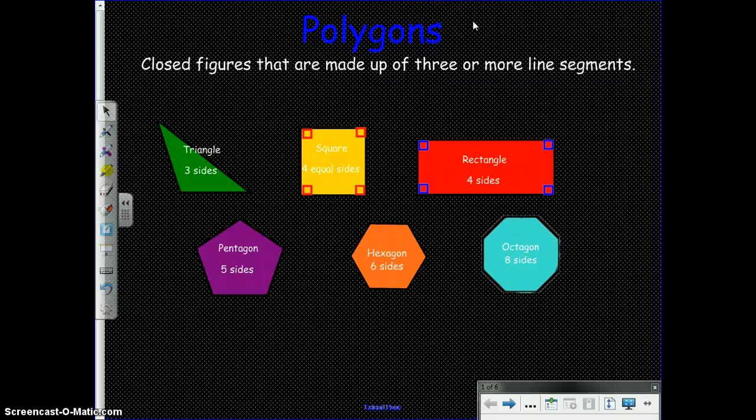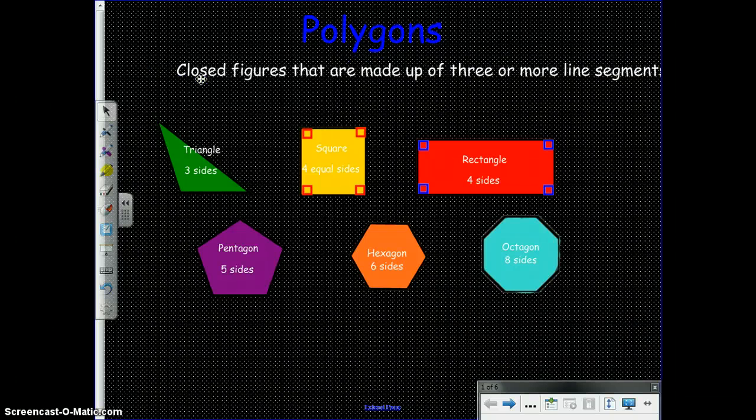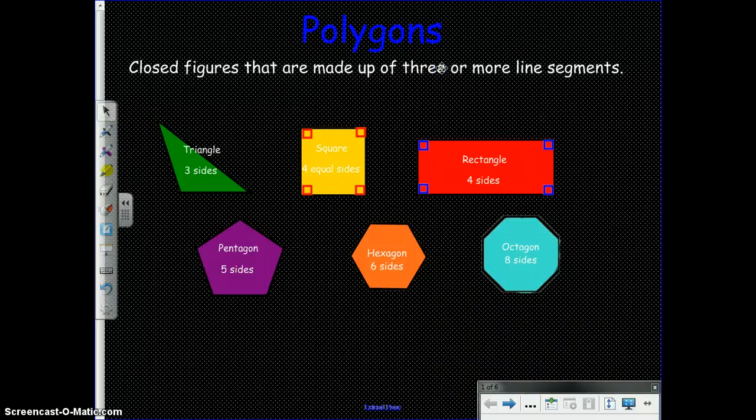Alright, so now that we've talked about lines and angles, the things which make up polygons, now we're going to get into exactly what a polygon is. And here are some pictures of a polygon. Basically, polygons are closed figures that are made up of 3 or more line segments.